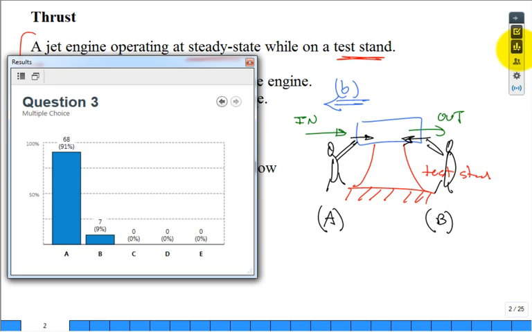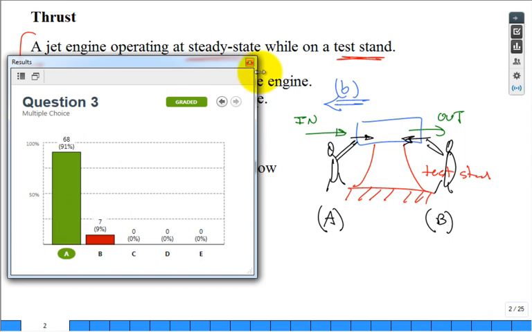Why is that not 100%? They're outside, they're just clicking in randomly. Is that what it is? Who answered B that's in this room? Okay, nobody answered B that's in this room.